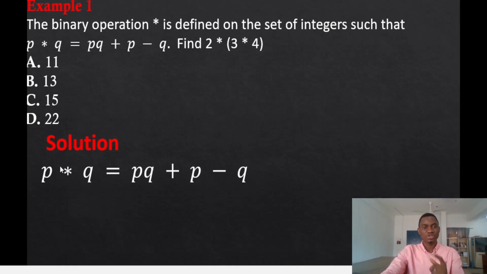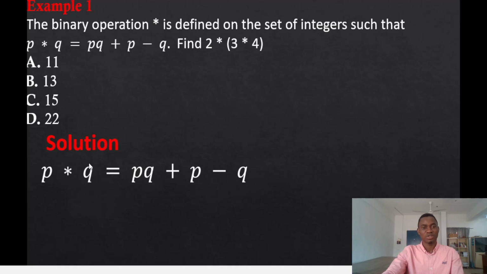Alright, now the most important thing to note here is the formula. For each question on binary operation, there is always a unique formula, or there is always a unique rule. There is a rule to apply. That formula will guide you in combining any other 2 elements of the particular set under consideration. So we have P operated on Q is equal to PQ plus P minus Q.